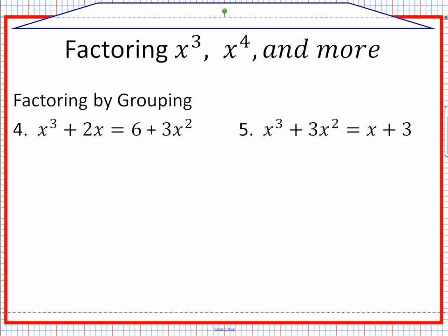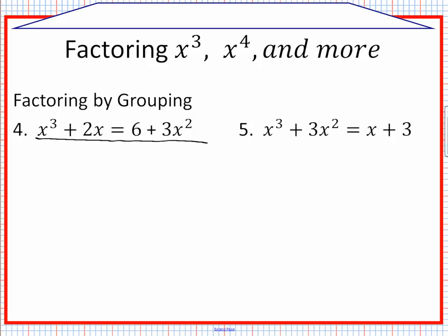Okay, I'm trying to solve the equation x cubed plus 2x equals 6 plus 3x squared. Now, I'm going to solve that by grouping. The reason I'm going to do that is because I see that it has an even number of terms, so 4 terms here, and each one is a different degree. I'm going to set it equal to 0, and I'm going to write it in standard form so that my exponents go in descending order.